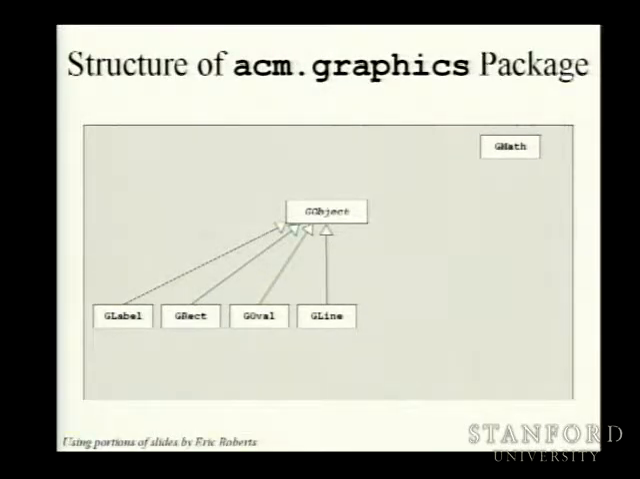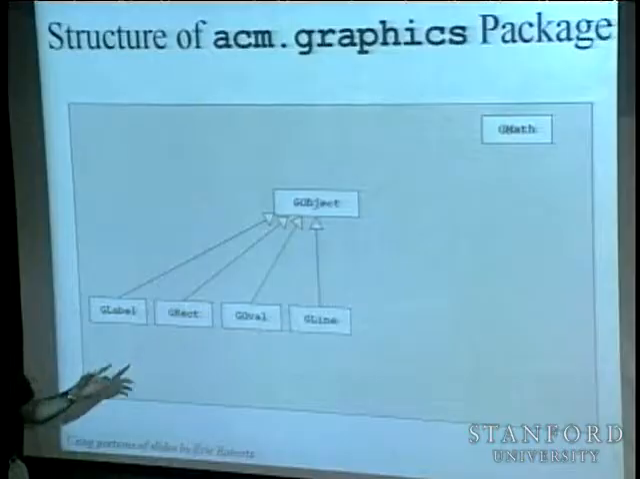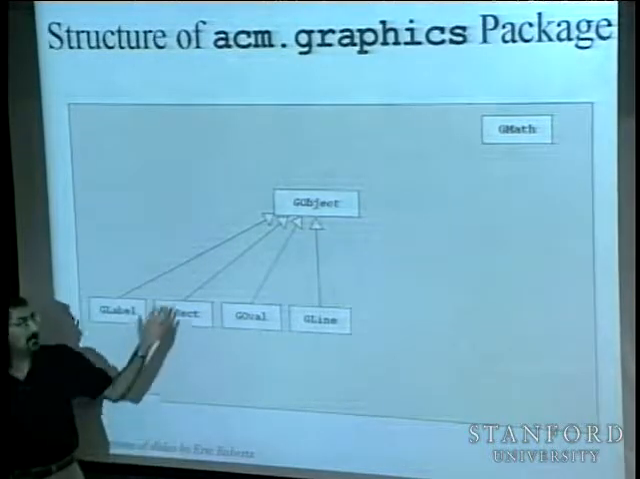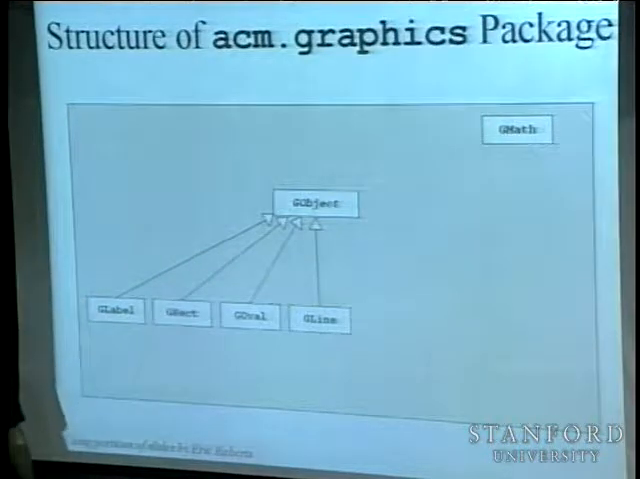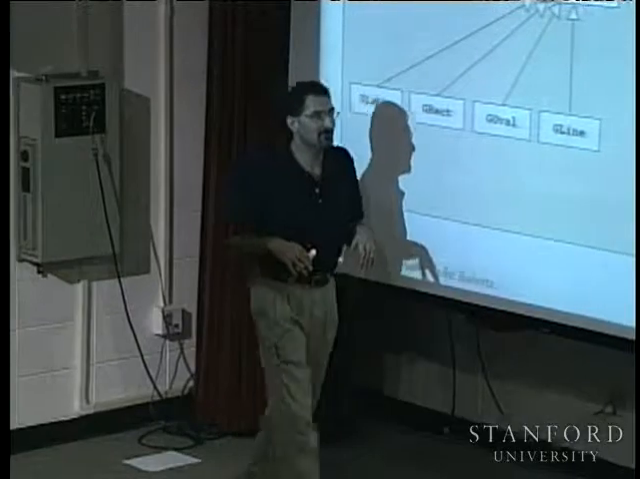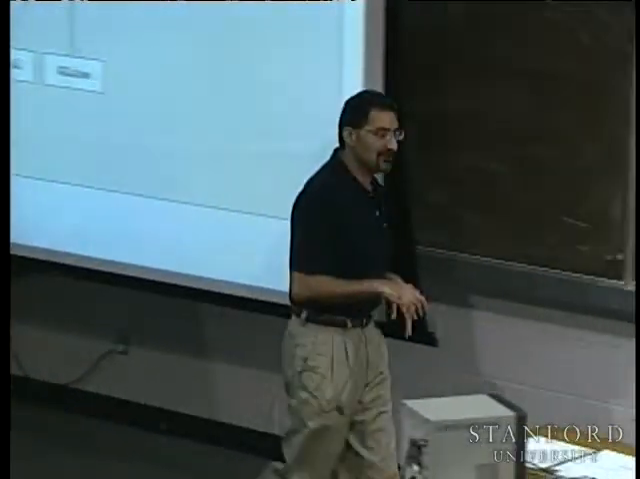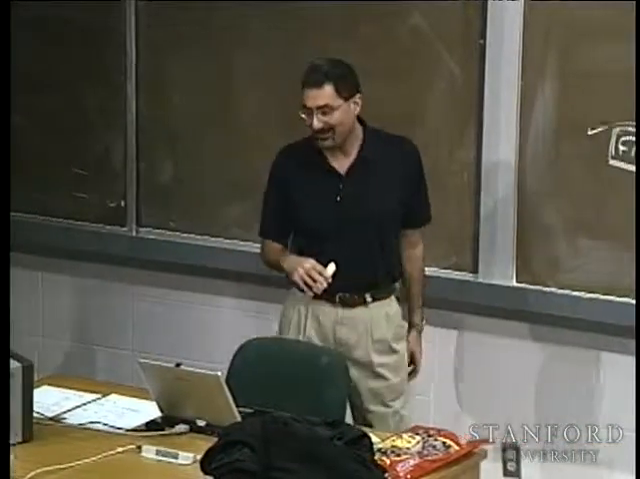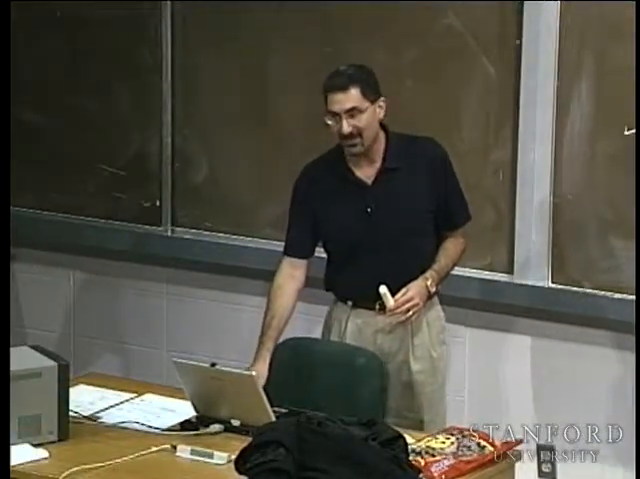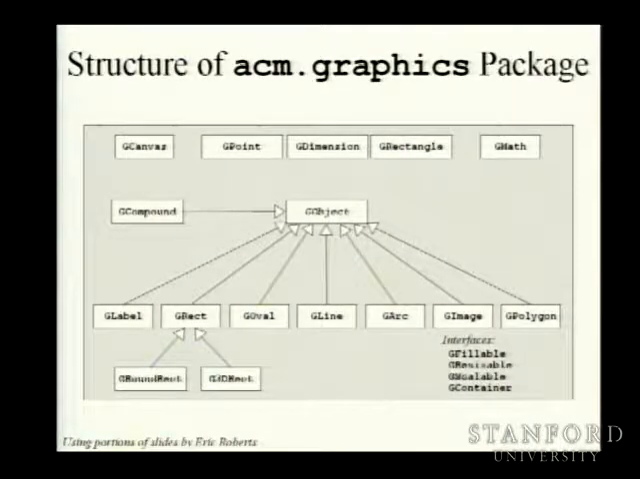Many moons ago, say two weeks ago, a week ago, we talked about ACM graphics, and we said there's this thing called a GObject, and GLabel, GRect, GOval, and GLine are all subclasses of GObject. And everyone was like, oh yeah, I remember that, it was a good time. I was creating these objects and adding them to my canvas, it was just fun. And then you look at this diagram and you say, hey Marin, why did you draw it so funky? The reason is there's a whole bunch of other stuff that now it's time for you to learn about.